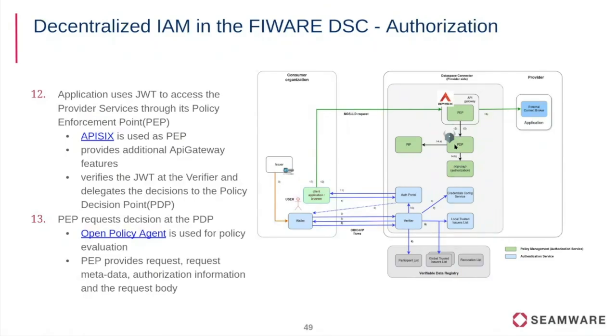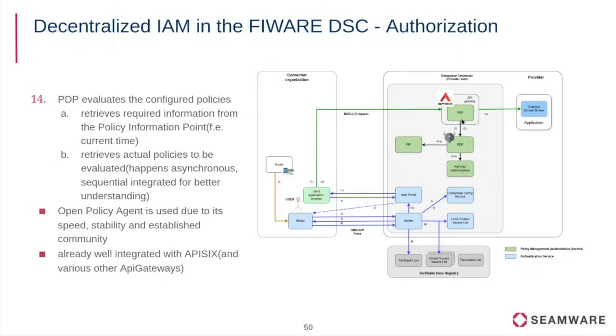As PDP, we're using the Open Policy Agent. Open Policy Agent is also a well-established open source project, most well-known as being the rule engine in Kubernetes, and we're using it for the evaluation of the policies. The policy enforcement point provides the request metadata, like what host was requested, what protocol was used, what REST primitive was used, and so on, and the authorization information itself and the request body, so that the PDP can make an informed decision on giving access or not.